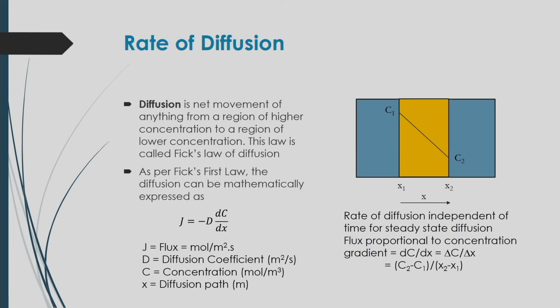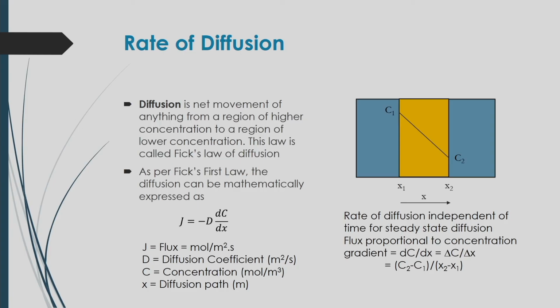Now, let us consider the diffusion. Diffusion is one of the important chemical engineering processes based on which there will be a transfer of molecules from one phase to another phase through the interface. So, in that case this diffusion basically depends on the concentration differences at different locations. So, the diffusion can be regarded as the net movement of anything from a region of higher concentration to a region of lower concentration, and this law is called Fick's law of diffusion.